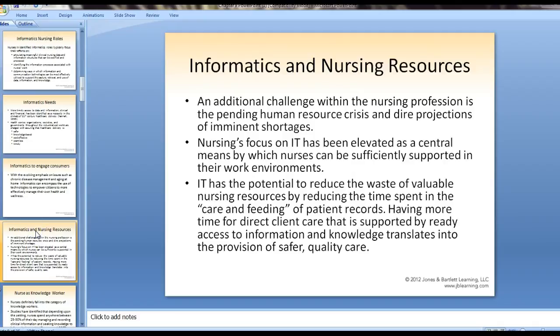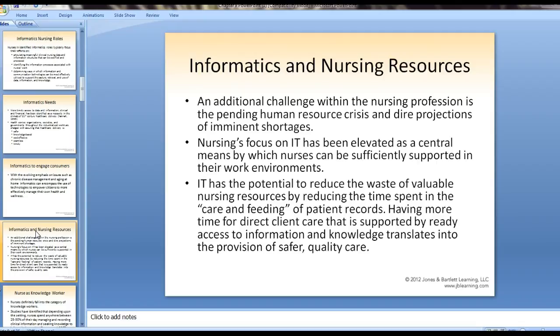An additional challenge within the nursing profession is the pending human resource crisis and dire projections of imminent shortage. So think about how there's not enough primary care providers. There's not enough nurses. So you can focus on IT to elevate the central means by which nurses can sufficiently support their work environments. Instead of having one tele-tech per unit, now we have a telemetry center that uses multiple people to monitor a bunch of different telemetry.